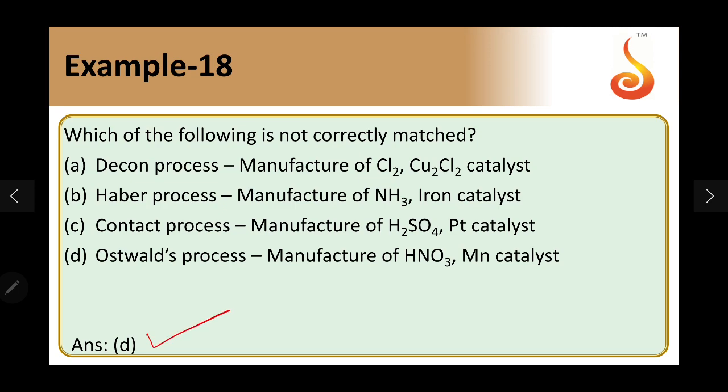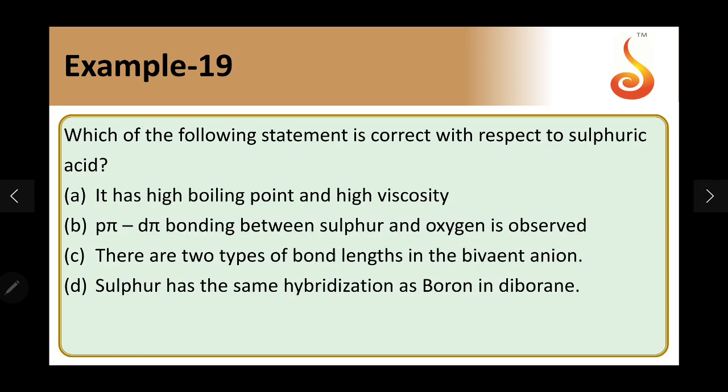Question number 19. Which of the following statements is correct with respect to sulfuric acid? It has a high boiling point and high viscosity. Sulfuric acid is much viscous. Concentrated sulfuric acid solution is a very viscous liquid and has a very high boiling point. That is a correct statement. P pi D pi bonding is observed between sulfur and oxygen, which is also correct.